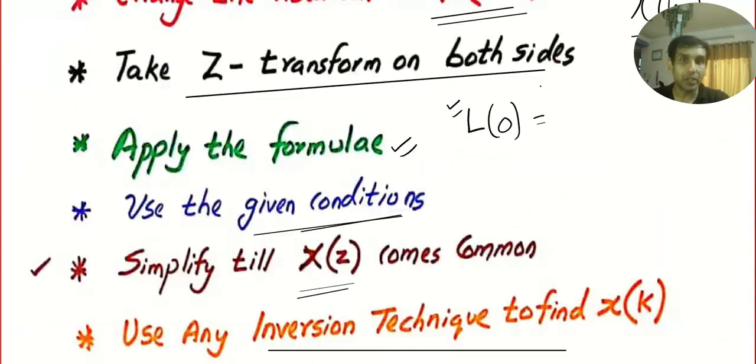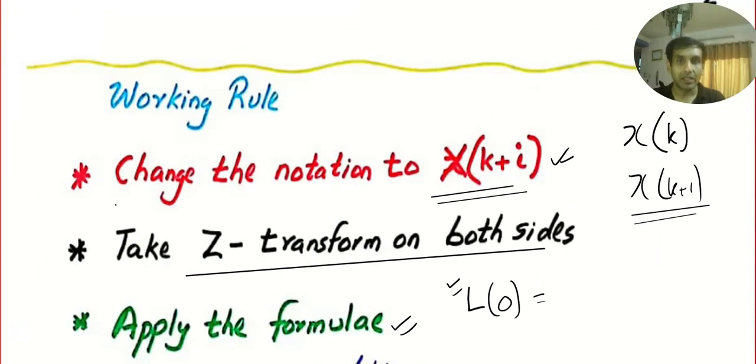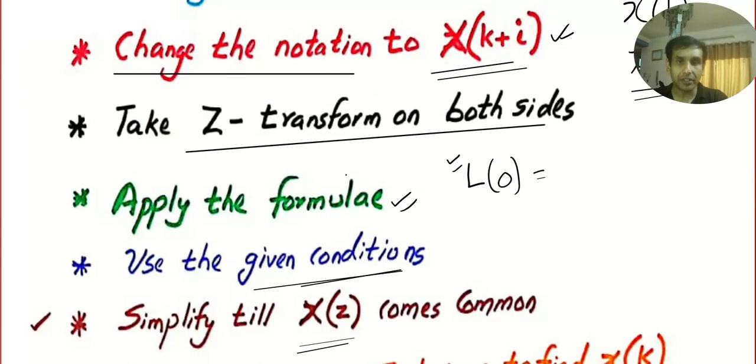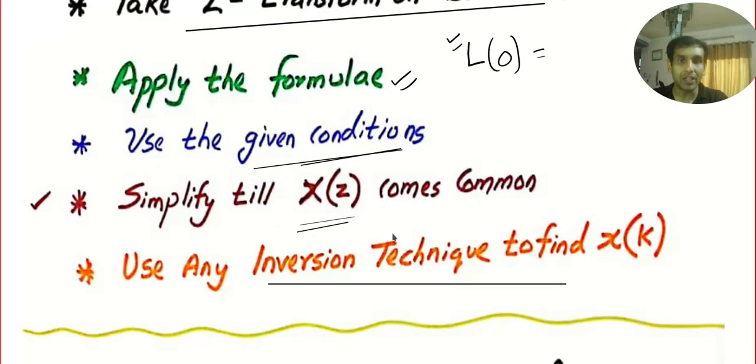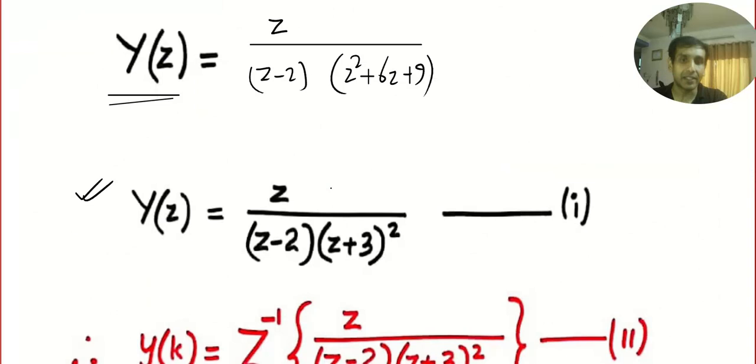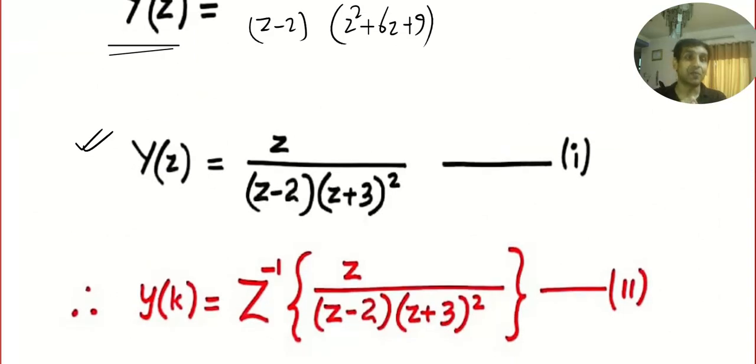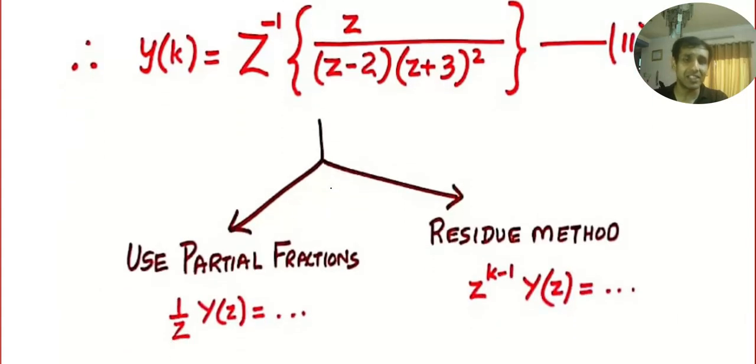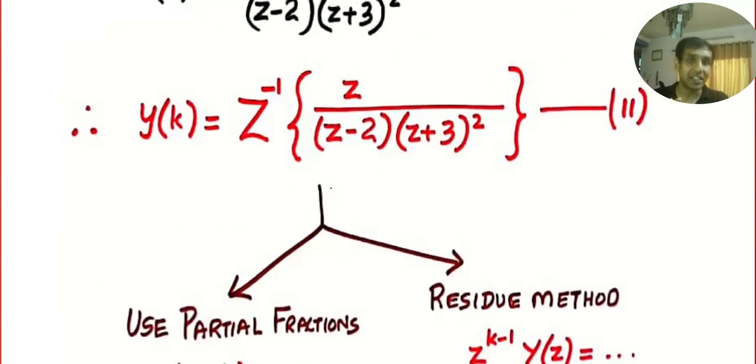We will read the working rule once more. Change it into any comfortable notation, take Z transform, apply the formula, use the condition, simplify till a function in Z comes common. So you got the function in Z. Now you can do the remaining part by yourself because it's just taking Z inverse.